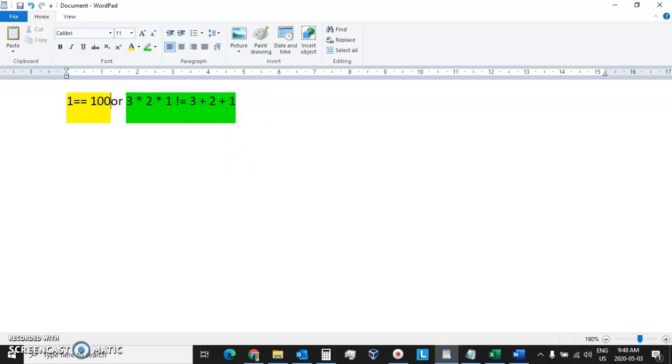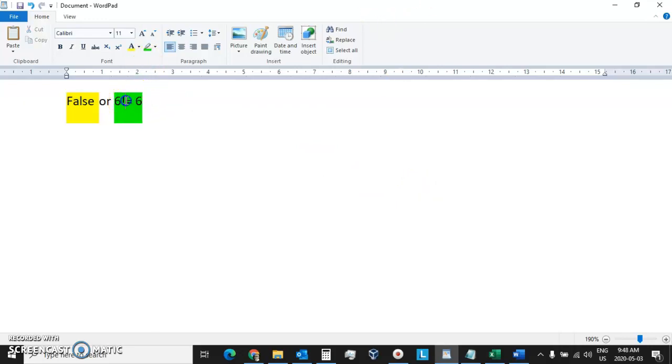Well, that just gives you 100. So 1 equals 100. That sounds like false to me. And then we have a bunch of exponents here, or a bunch of multiplication. 3 times 2 times 1 is 6, and 3 plus 2 plus 1 also equals 6.